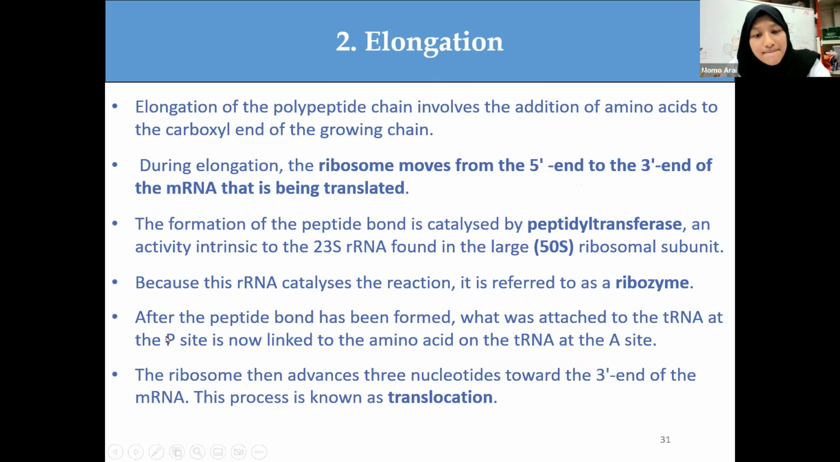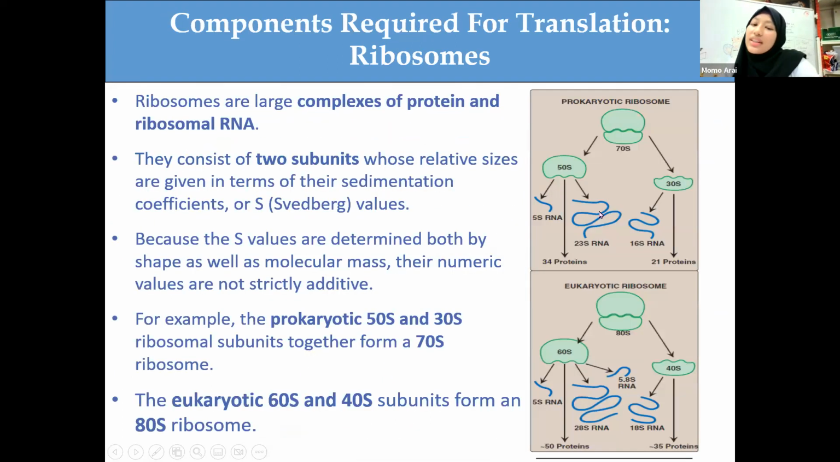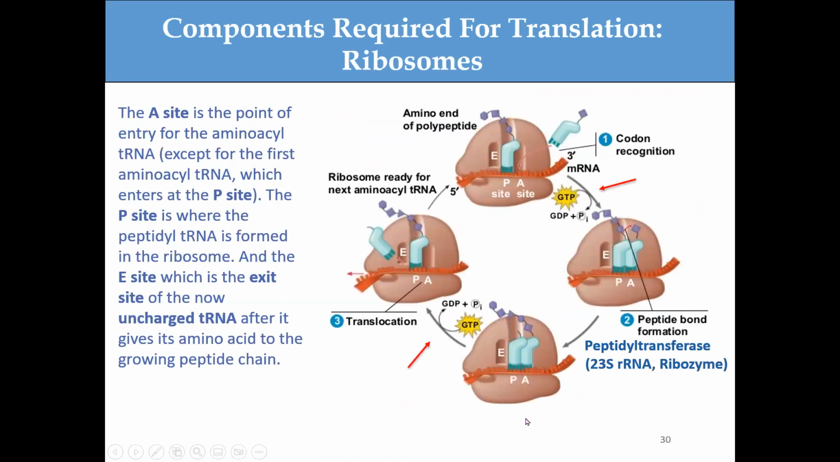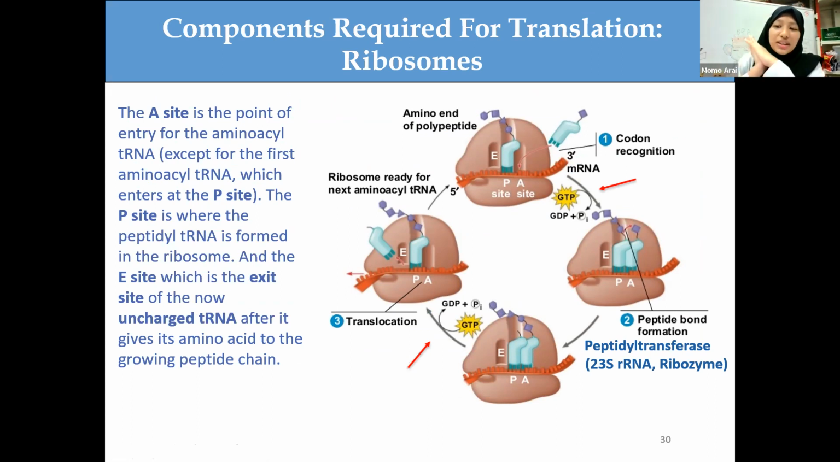If anyone's confused, 23S here is for the prokaryotic ribosome. It's only found in prokaryotes, and in eukaryotes it's 28S. Did they write it wrong? No, they didn't write it wrong. They just forgot to specify prokaryotes or eukaryotes. So 23S is prokaryotes, 28S is eukaryotes. In eukaryotes, everything is bigger.